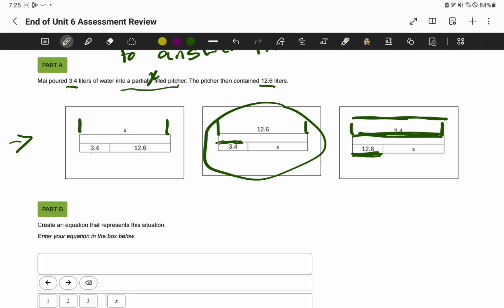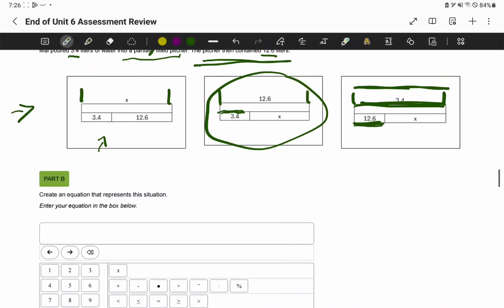Okay? Now, I can understand why this one is appealing, because you're adding them together and we don't know how much it holds, but it tells you that it holds 12.6. Okay? Then it says create an equation. Well, these two added together equal that. So 3.4 plus x is 12.6. We already have our equation. This bar plus this bar equals the whole length.